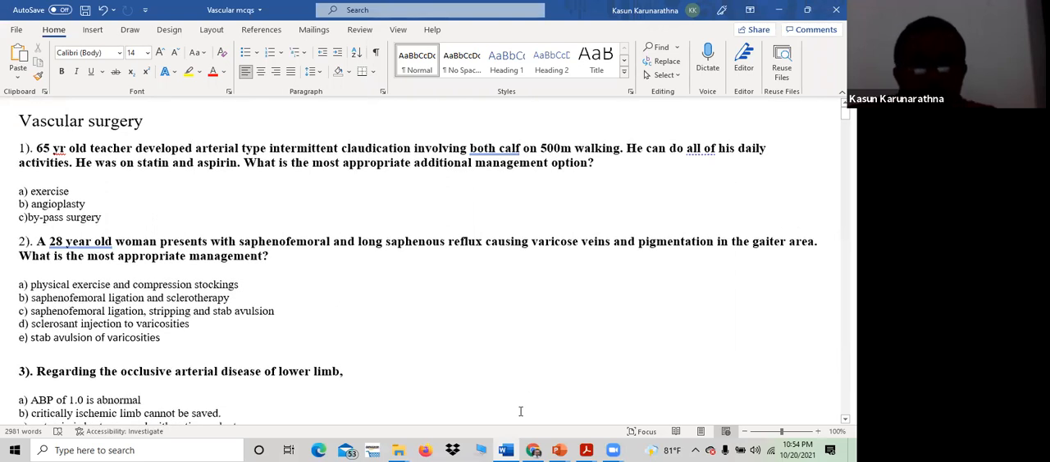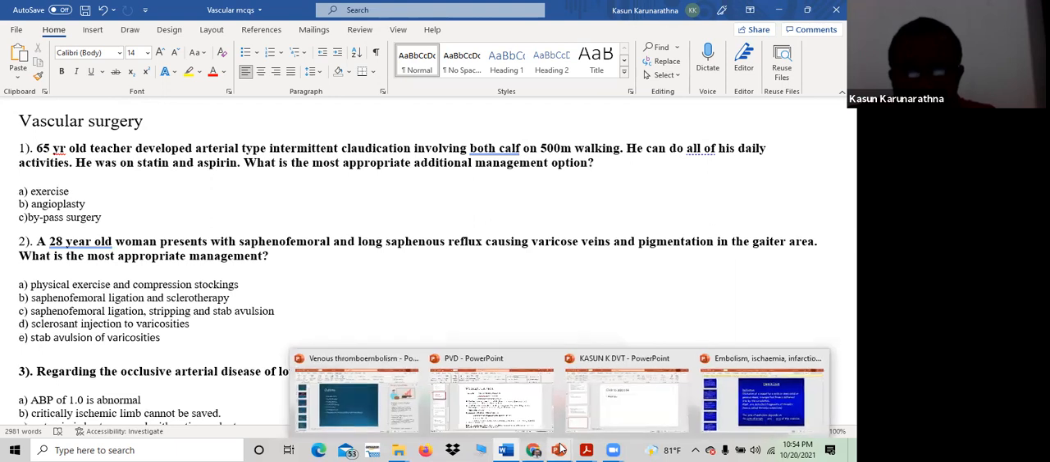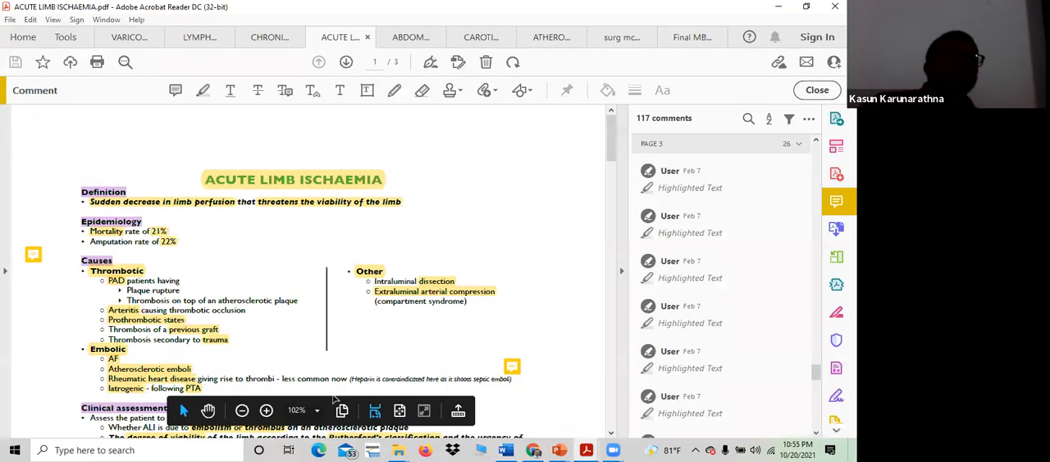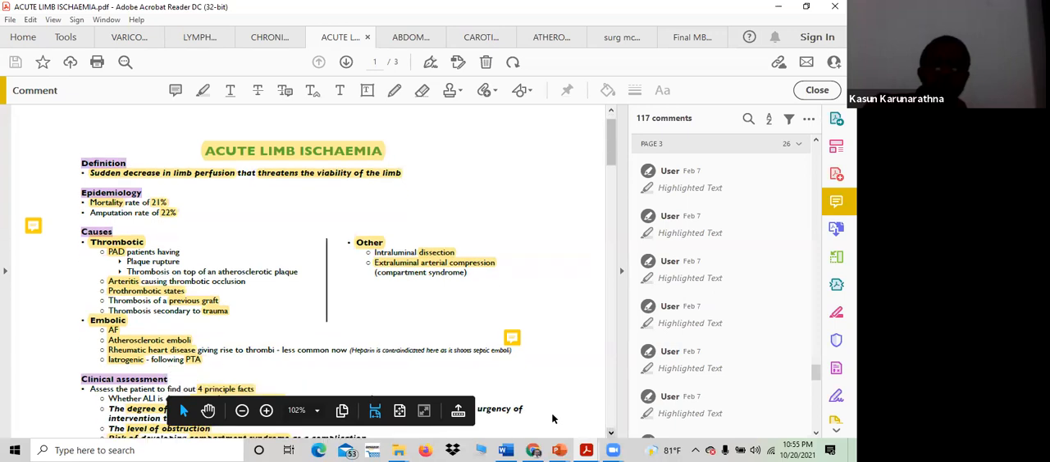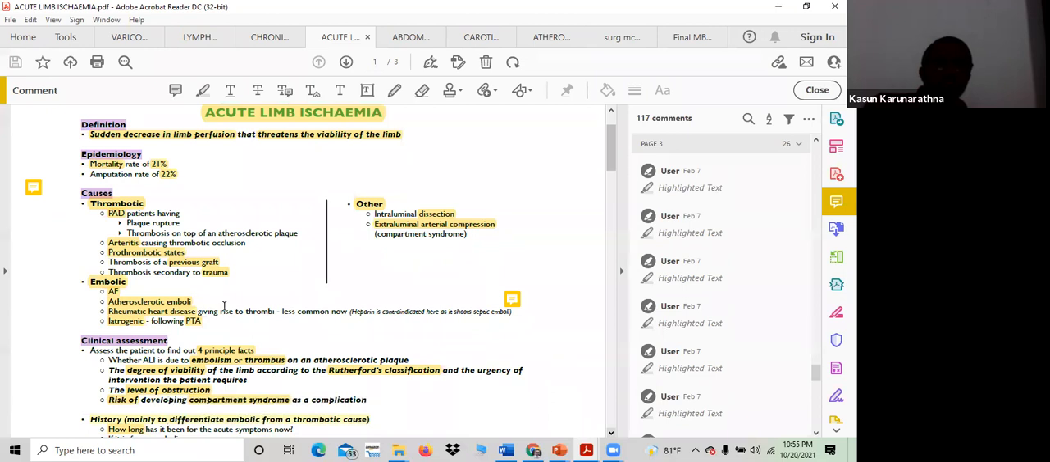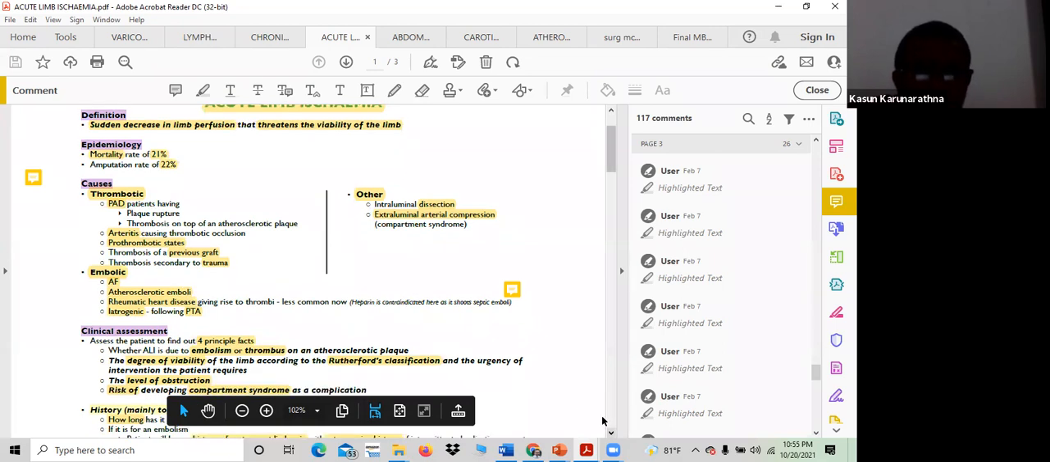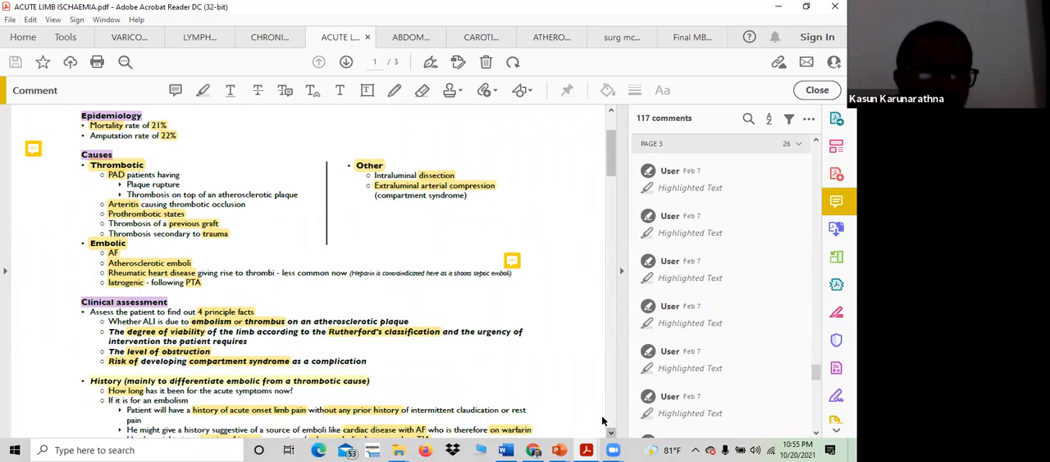Right. We'll just go through acute limb ischemia. Acute limb ischemia definition is sudden decrease in limb perfusion. That means the viability of the limb. Right? Causes: thrombosis and embolism. Peripheral artery disease, patients having plaque rupture, thrombosis on top of the atherosclerotic plaque. Right? And embolism due to atrial fibrillation, atherosclerotic emboli, rheumatic heart disease. Then, due to arterial dissection, also people can develop acute limb ischemia.